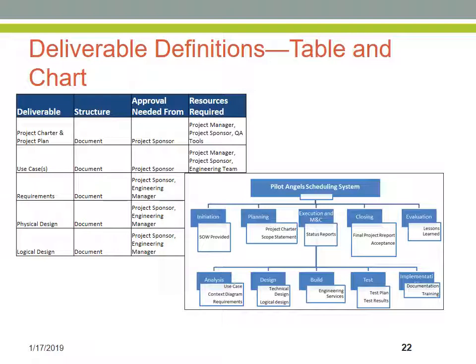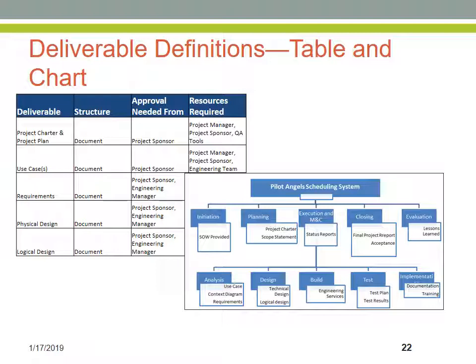then the approval structure in alignment to our project governance structure, and the resources required, that is, the roles that are in charge of producing this kind of deliverable. Now, please note that in this project deliverable definition table, we also see the product scope. For example, requirements, physical design, and logical design. That is because product scope is part of project scope.